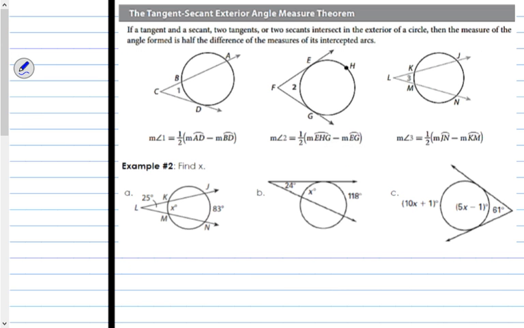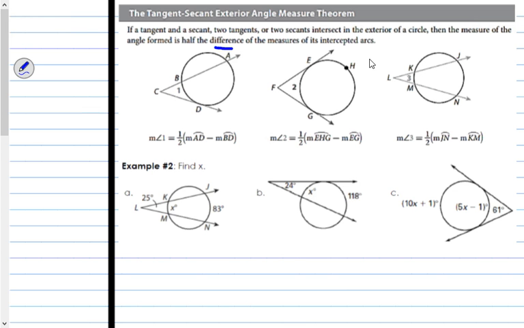The tangent secant exterior angle measure theorem says, if a tangent and a secant, two tangents or two secants, intersect outside of the circle in the exterior of a circle, then the measure of the angle formed is half of the difference, that means subtraction, of the measure of its intersected arcs. And we're only going to do one of these problems together because I want to do the majority of them in class.